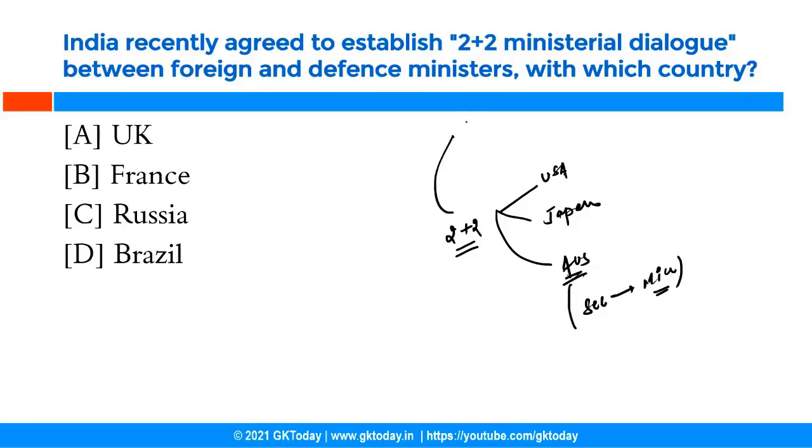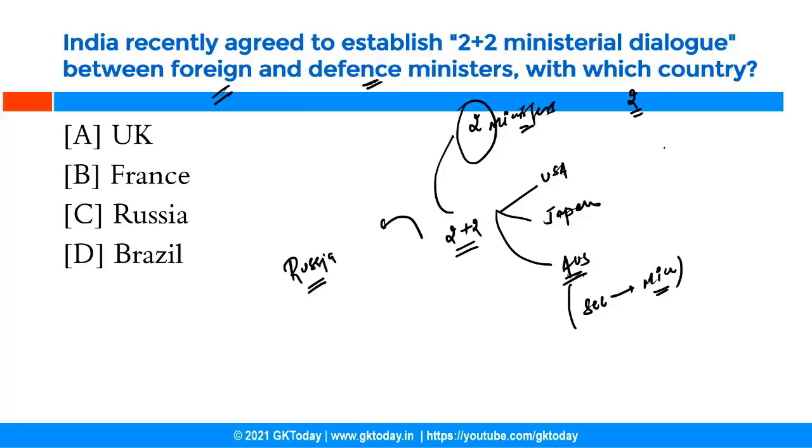What is the meaning of this term 2+2? That means two ministers from our side and two ministers from the specified country. And which two ministers? So these are going to be foreign minister and defense minister. Okay, this is the meaning of 2+2. Now India is planning to have 2+2 dialogue with Russia as well.